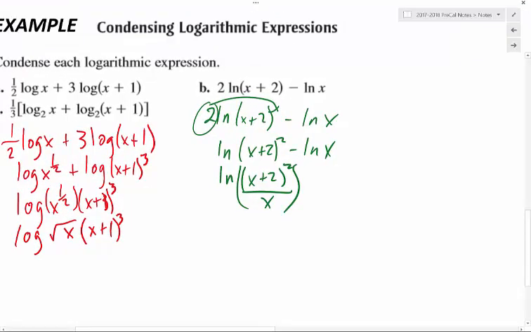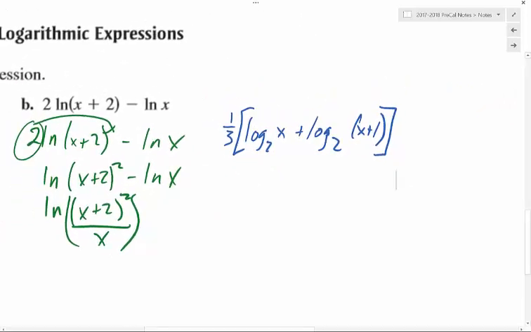Finally, I'm going to do 1/3 times log base 2 of x plus log base 2 of x plus 1. Now, at first glance, you may think, oh, let's just roll that on. I can't do that because technically it's being multiplied by a parentheses or bracket. It's not being multiplied by a log yet. So what I'm going to do is distribute the 1/3 through, then I can go ahead and roll it back on the log.